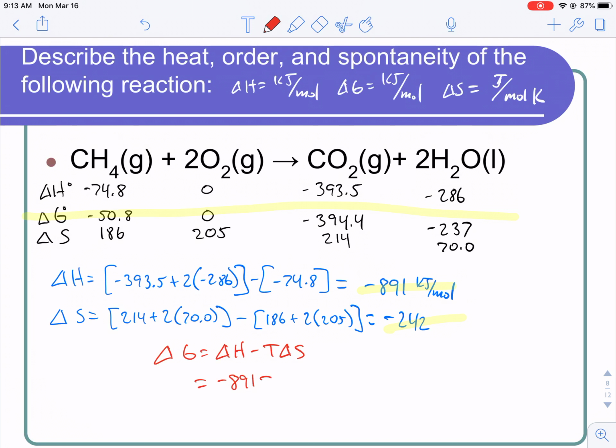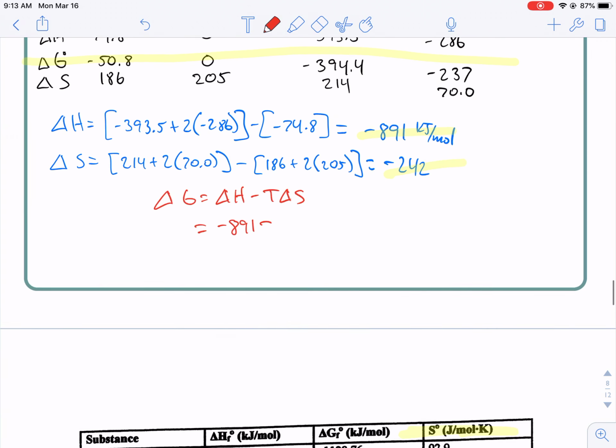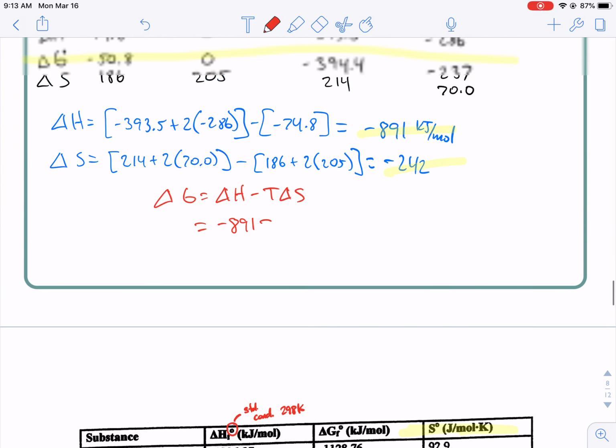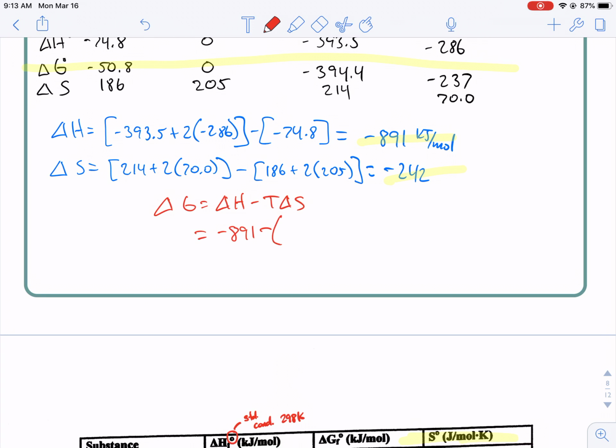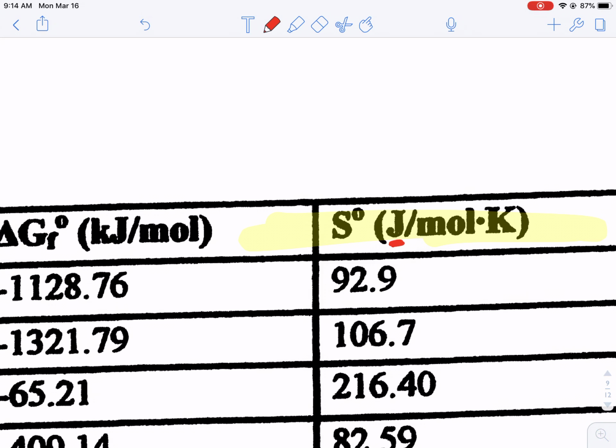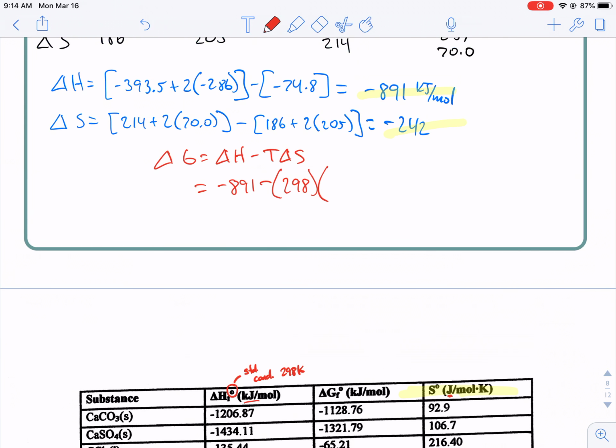Minus the temperature. Now the temperature, when we look things up out of the back of the book, you'll notice that we always have this little symbol right there. That means standard conditions, and that is 298 Kelvin. So unless they give you some other temperature to work with, we assume 298. And then we had one other issue we have to watch out for, and that was our units. This was in kilojoules per mole, but when we looked over here at S, it's in joules per mole Kelvin. So we need the units to be the same. If this is joules per mole Kelvin, we just need to move our decimal 3 places. So we get negative 0.242.